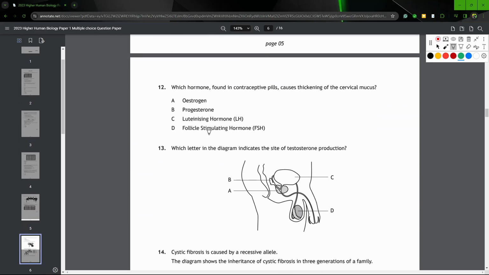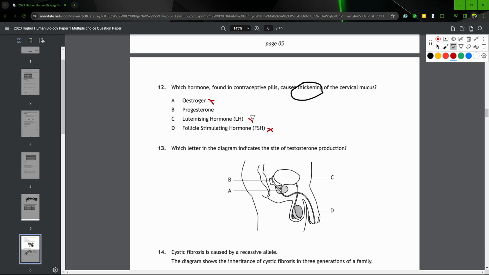Okay, move on to 12. Which hormone found in contraceptive pills causes thickening of the cervical mucus? Alrighty, so this is one of those things that you're just going to have to know, but I guess how you can go about it is you can say, oh well, it's thickening, so that must mean it's in the other half of the menstrual cycle after ovulation is finished. So it's probably not estrogen or follicle stimulating hormone because those happen before then.